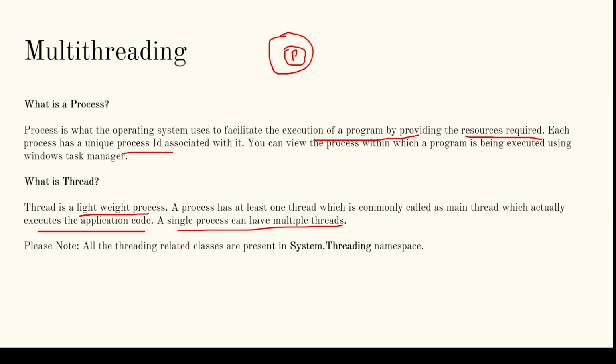Till now, whatever applications we have created, we have used single threads only. So all our applications till now were single threaded. But in this video, we will create one multi-threaded application also. And please note, all the classes that are related to multi-threading are present in System.Threading namespace. So now let's go to Visual Studio and understand this with an example.